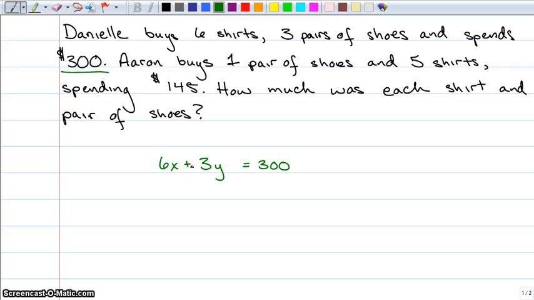Now you're trying to figure out, all right, well, where do X and Y come from? You never defined the variable. That's right. So defining the variable, and this is the hard part of the process, is just telling your audience what these letters actually mean. So I'm going to let X equals the cost per shirt. That means Y is going to equal the cost per shoe.